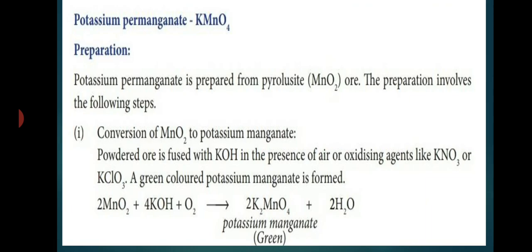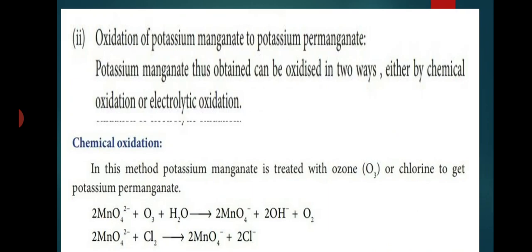So 2MnO2 plus 4KOH plus O2 gives 2K2MnO4, potassium manganate, which is green in color, plus 2H2O. The second step is oxidation of potassium manganate to permanganate. It is done by two methods, either chemical oxidation or electrolytic oxidation.